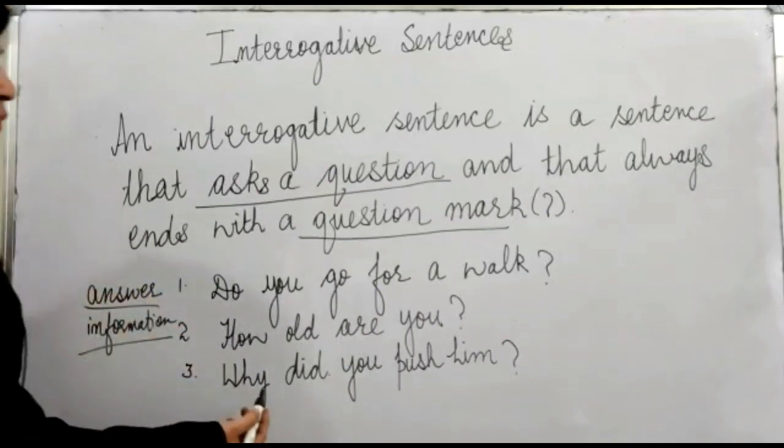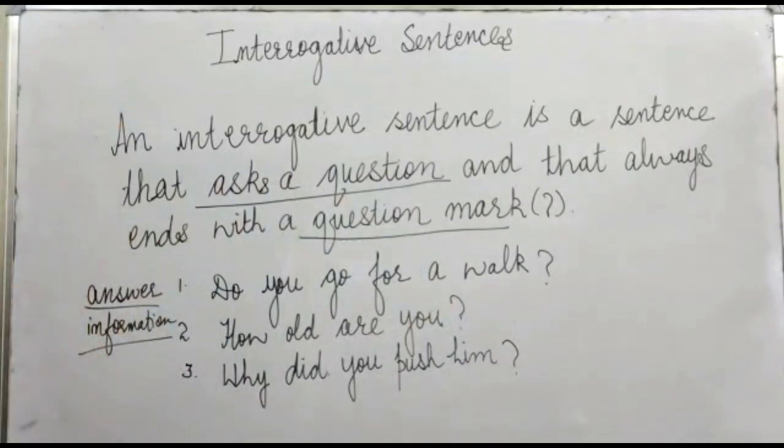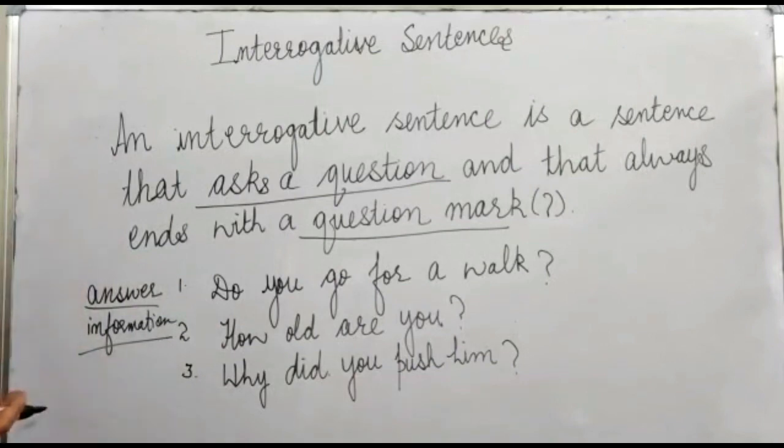When you say, why did you push him? Again, when you ask this question to somebody, the person will give you an answer. He may say, I pushed him by mistake. So these all are the questions and these questions are called the interrogative sentences. We can also say that the interrogative sentence is the other name for a question.